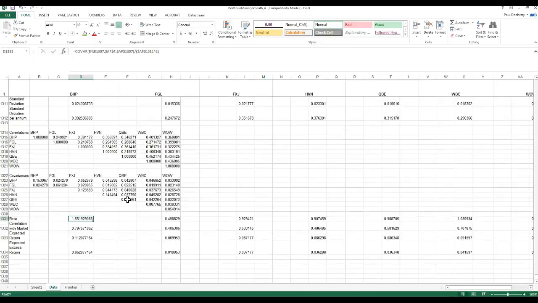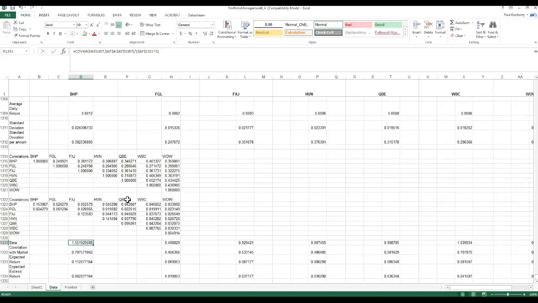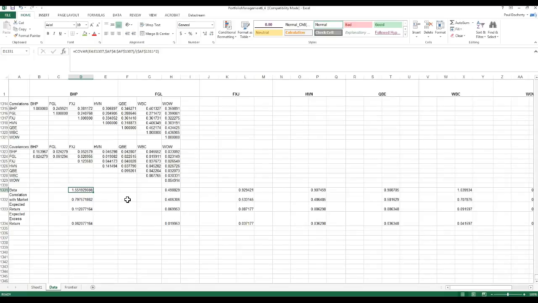So that gives you an overview on how to calculate covariance matrices, betas and expected returns using data in Excel.